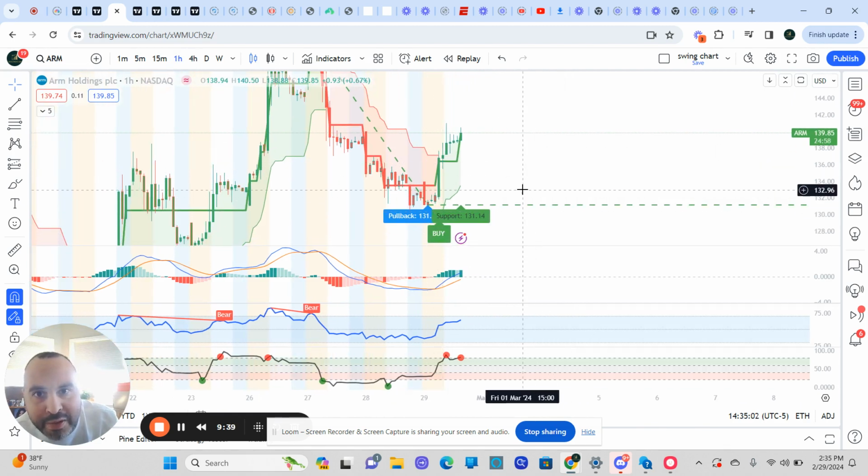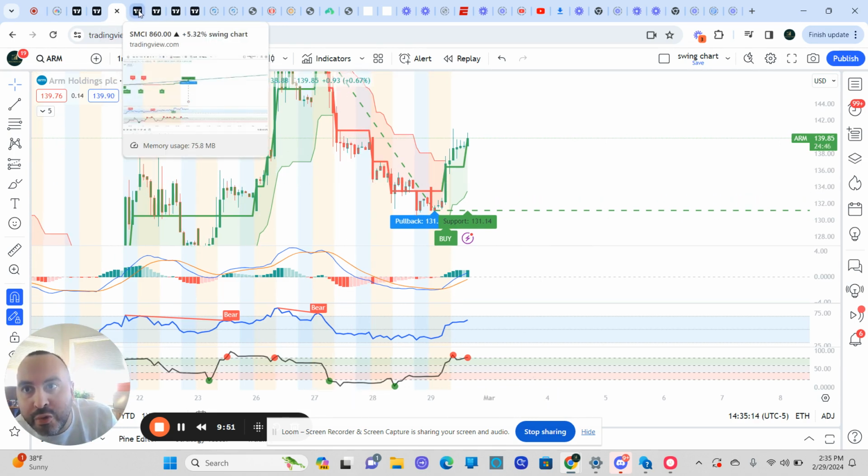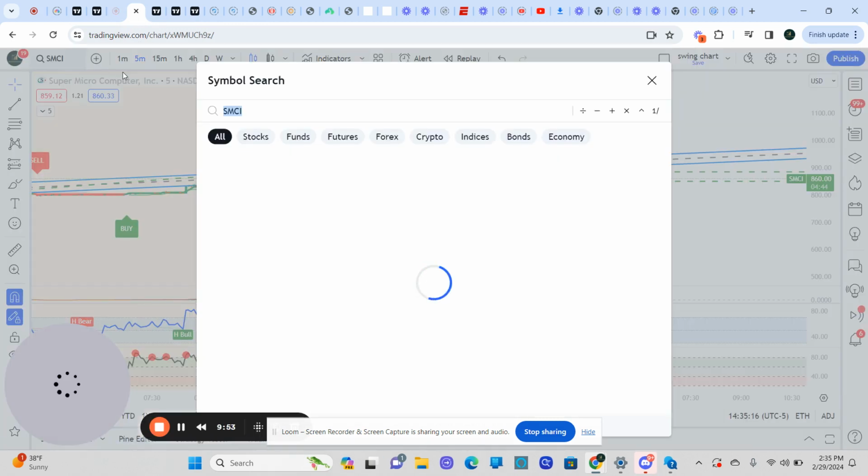Technically, this play could still be on. I'm watching it overnight to see what it actually does. But I no longer have a position here. I took my profits at 50%. So the next trade I want to show you is Apple.